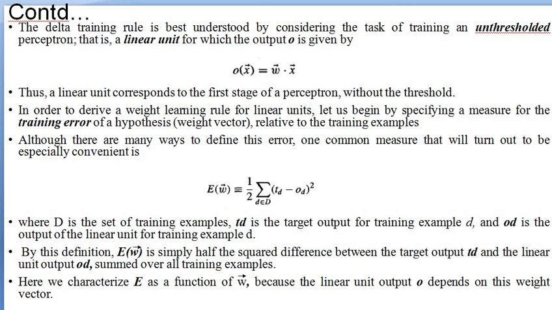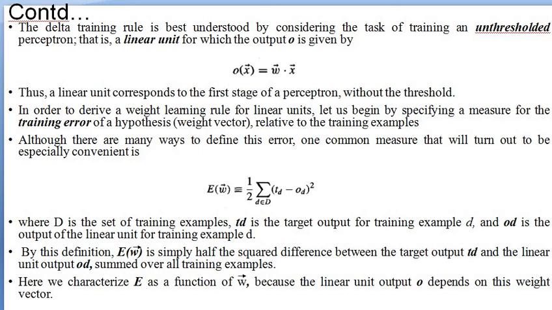The delta training rule is best understood by considering the task of training an unthresholded perceptron, that is, a linear unit, whose output O is given by the weight vector W times the input vector. We have already seen this formula in the previous video. Thus, a linear unit corresponds to the first stage of the perceptron without a threshold. A linear unit is nothing but the perceptron with no threshold.